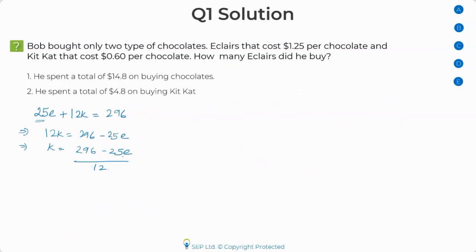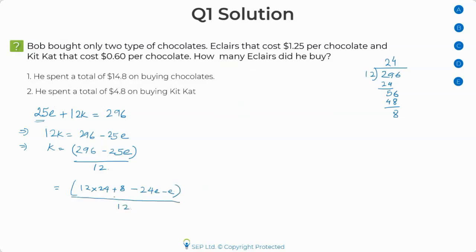Now, what I do is I try to break down the numerator in such a way that I split it to get some multiples of 12 here. Like for example, 296. Let's divide 296 by 12. If I divide 296 by 12, I get this. So can I write 296 as 12 times 24 plus 8? So I'm splitting it up. Now 25e can be written as 24e plus e, right?